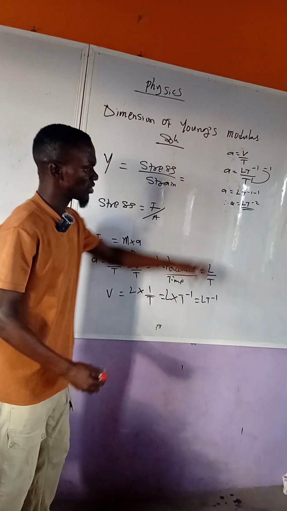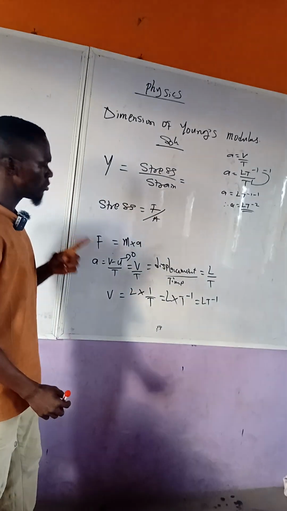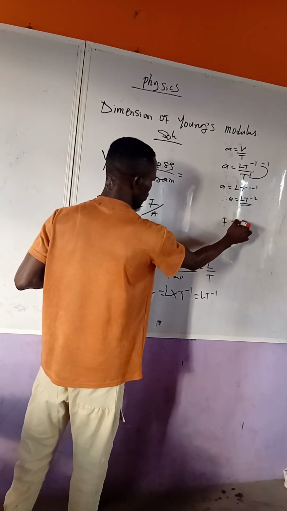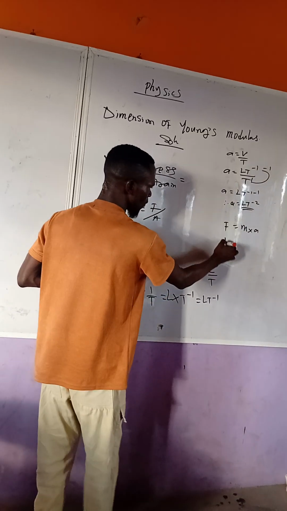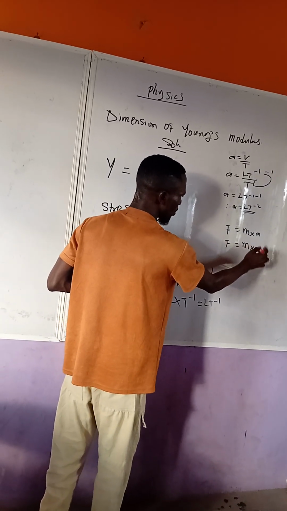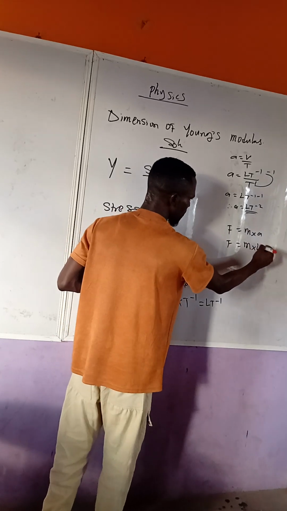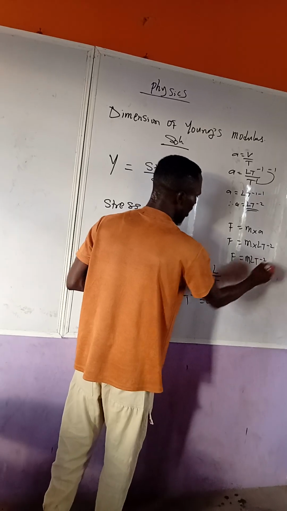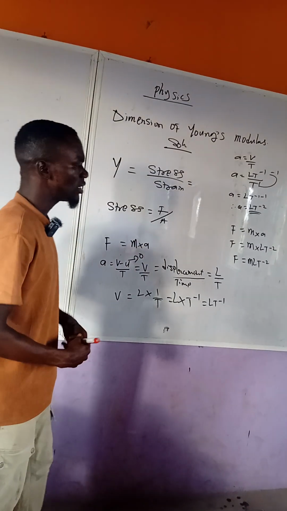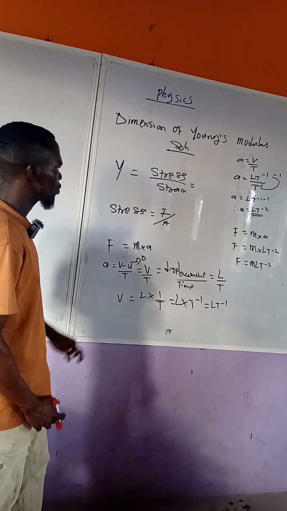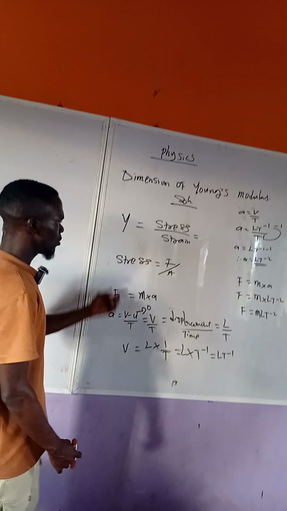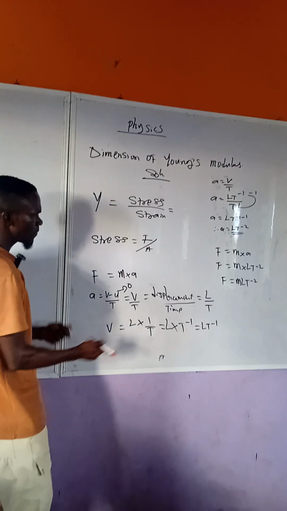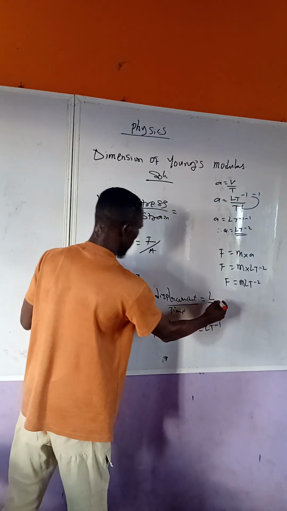Now we've solved for acceleration, right? But don't forget that we are coming from force. So come back to force: force equals mass times acceleration, which gives us M L t raised to the power of minus 2. That's our force. But initially we have to get the dimension of Young modulus, and we are doing stress first, which is force over area. We've got our force, so I'll now take my stress.